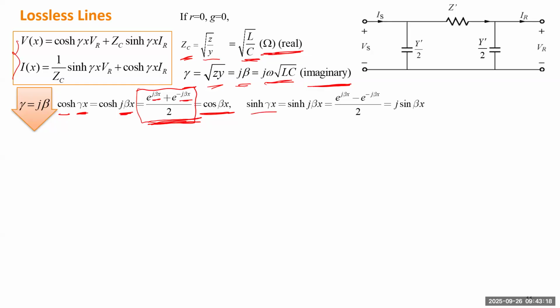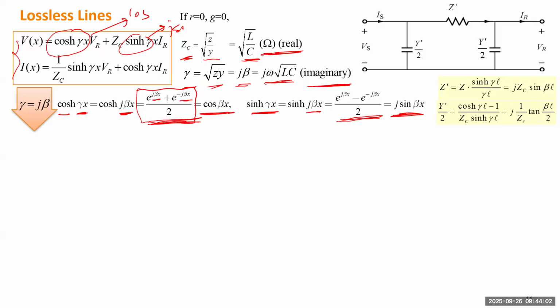For the sinh gamma x, you replace gamma x by j beta x. This is also similar to the definition of a sine function. The difference is only one unit of imaginary number, j. So this is equal to j times sine beta x. Which means in the original formula, any cosh function, you just change it to a cosine function, and any sinh function, you just change it to j times a sine function. Originally it's about gamma x, but now it becomes just beta x.